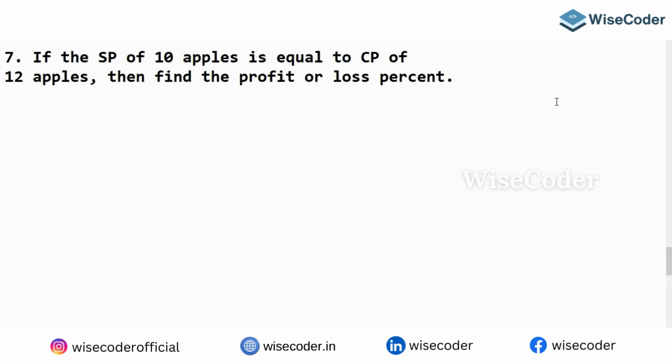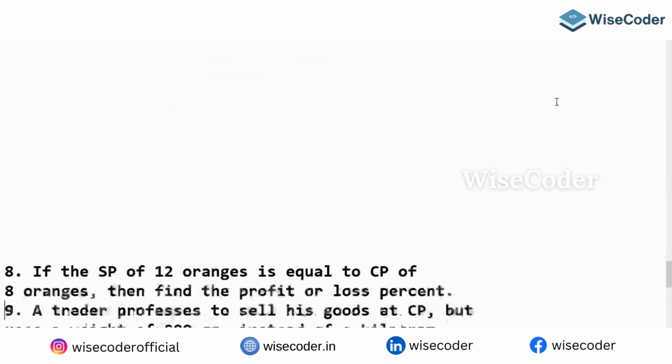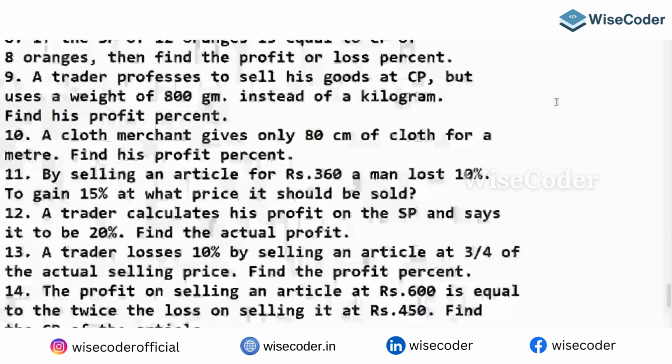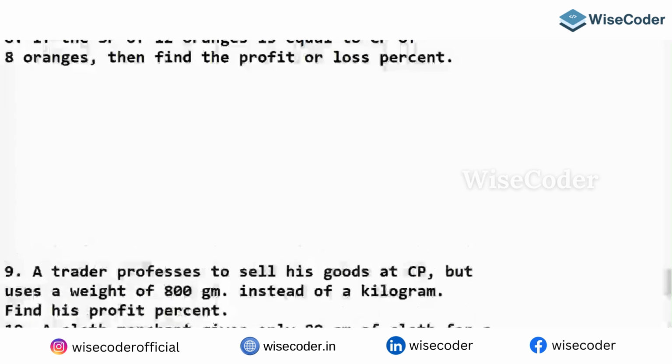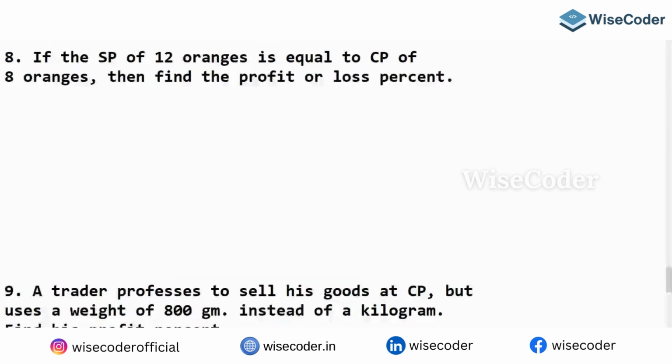Let's go to the next question. If the selling price of 12 oranges equals the cost price of 8 oranges. Now please ask yourself a question. What do you need to understand? The selling price of 12 oranges equals the cost price of 8 oranges.